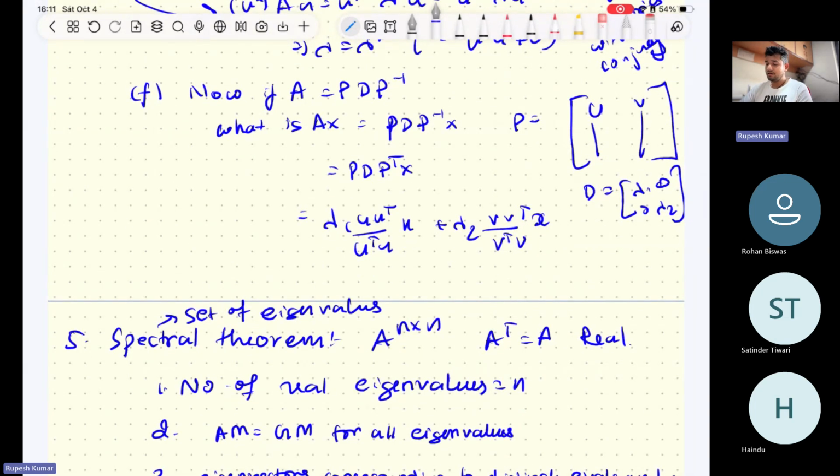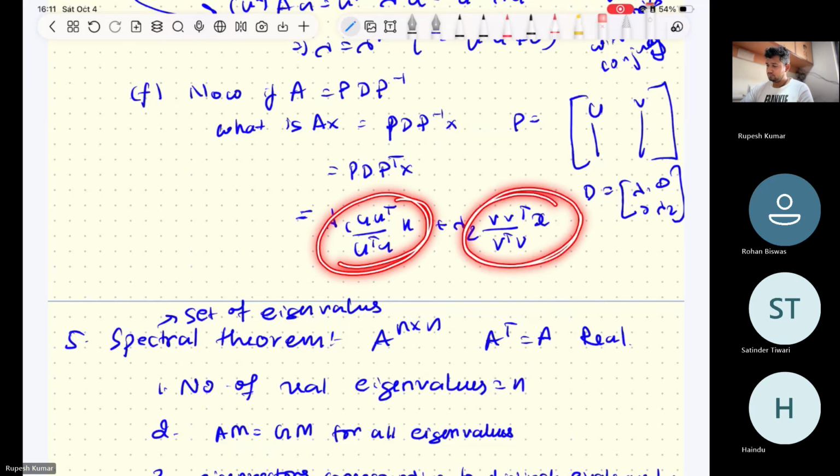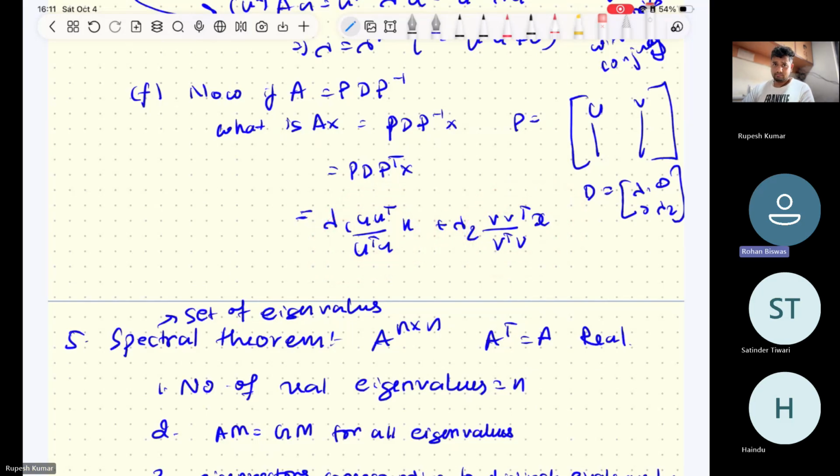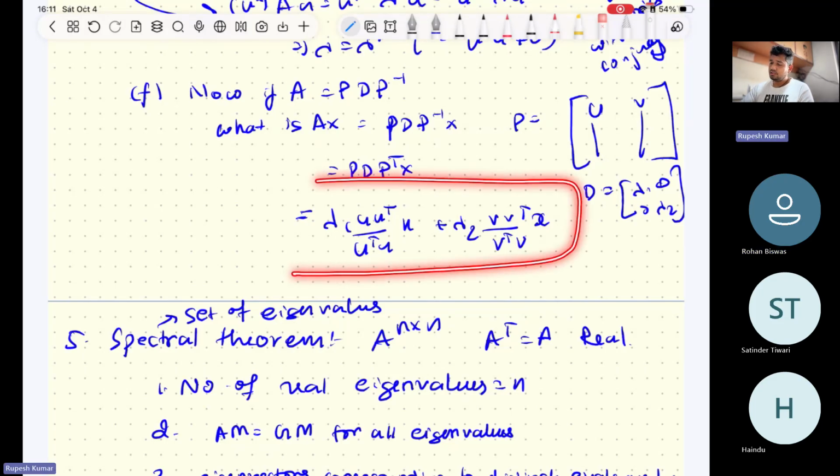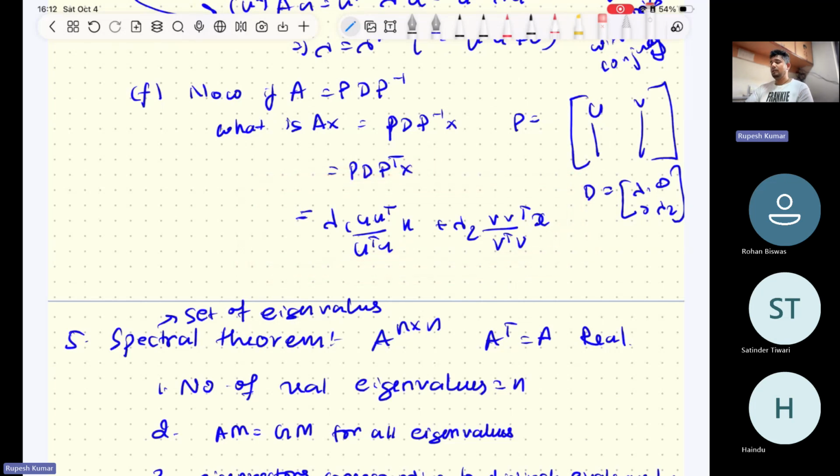When you do this matrix-matrix and matrix-vector product, you will observe that this results in lambda 1 times UU transpose by U transpose U times X, plus lambda 2 times VV transpose by V transpose V times X. Do you remember these terms? Yes, sir, we saw this in the assignment problem statement also. So we are essentially projecting the vector X into the eigenspace of A, the space of eigenvectors of A.